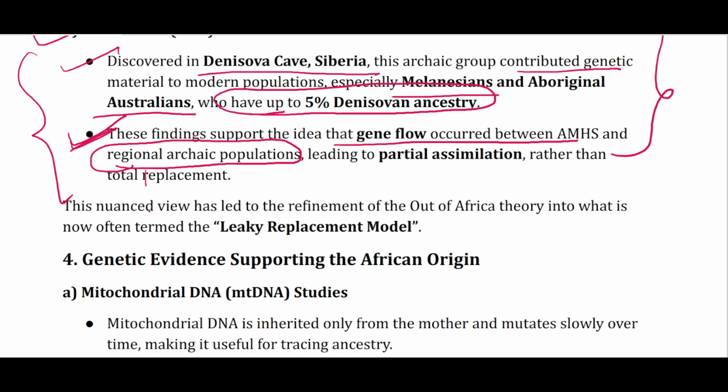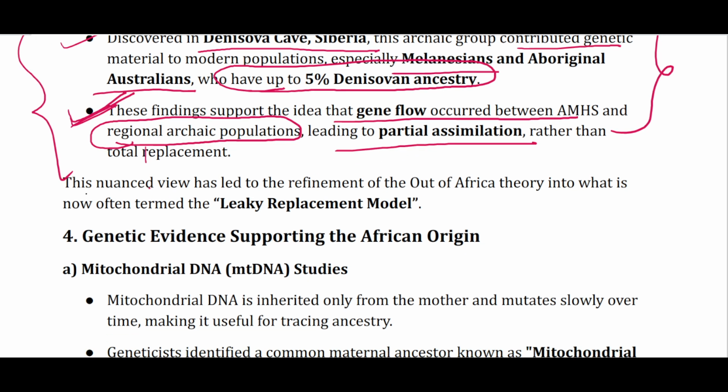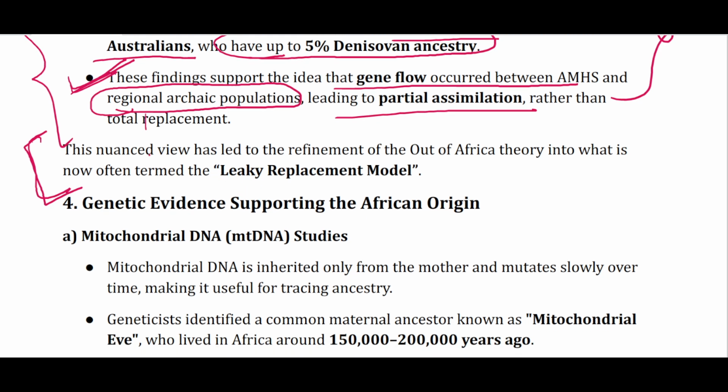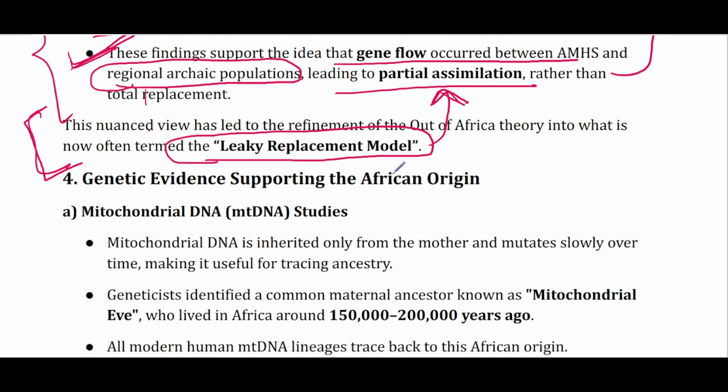So overall, it was not that the AMHS came into contact with the archaic ones and then killed them off or out-competed them all. There is a story of assimilation, even if it is a partial one. And this partial assimilation also provided fresh ground for the leaky replacement model, which is nothing but this partial assimilation, where AMHS interbred with the archaic population before the latter went into extinction.